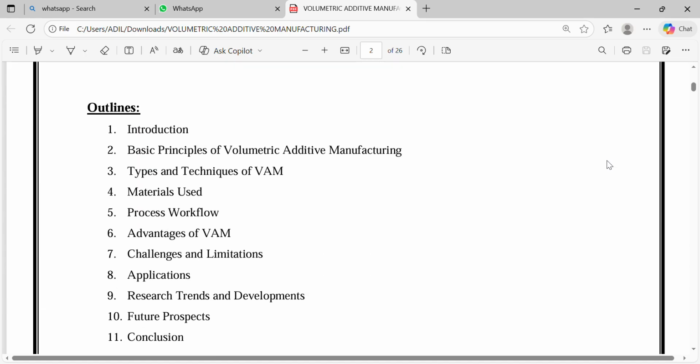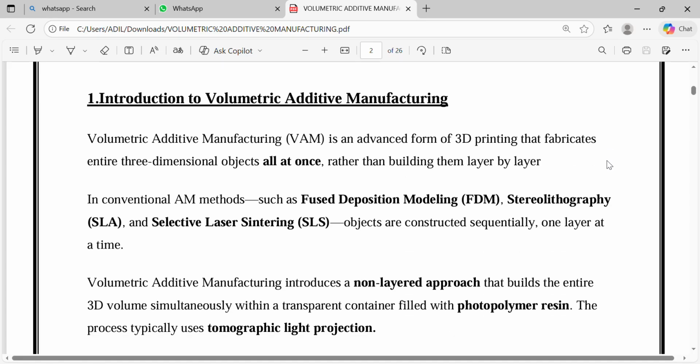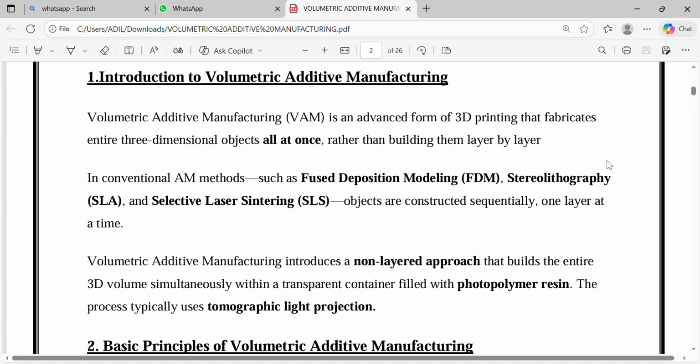The outline of my presentation includes introduction, basic principles of volumetric additive manufacturing, types and techniques of the VAMs, materials used, process flow, advantages of the VAM, challenges and limitations, applications, research trends and developments, future prospects, and in the end we conclude it. First of all, we move towards the introduction of volumetric additive manufacturing.